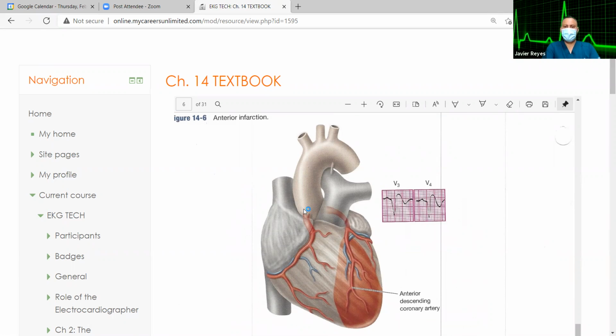Figure 14.6. Looking at anterior infarct. Which artery has been affected, Raquel? Oh, yeah. They're all coronary arteries. Specifically, which one? It's right there. Anterior descending. That's one of the most common ones that gets occluded, guys.